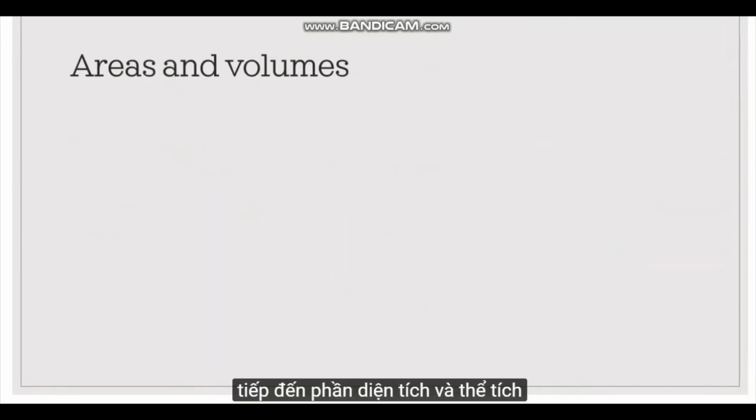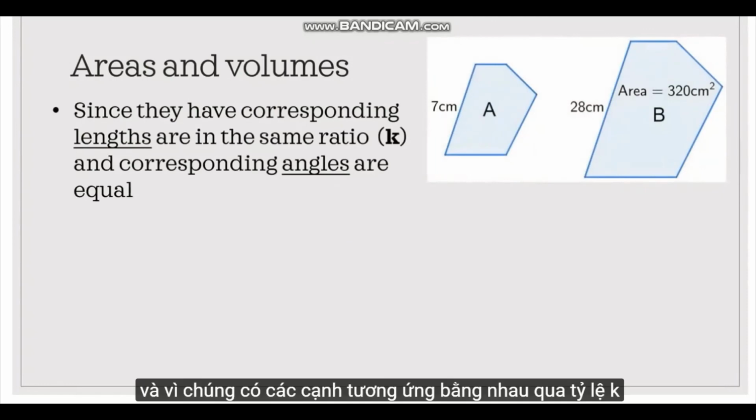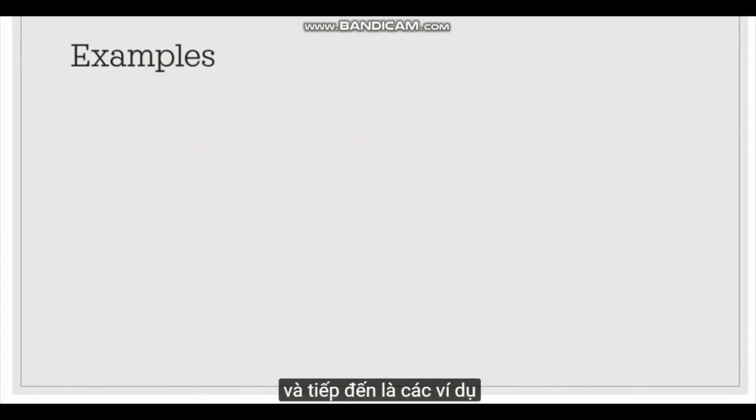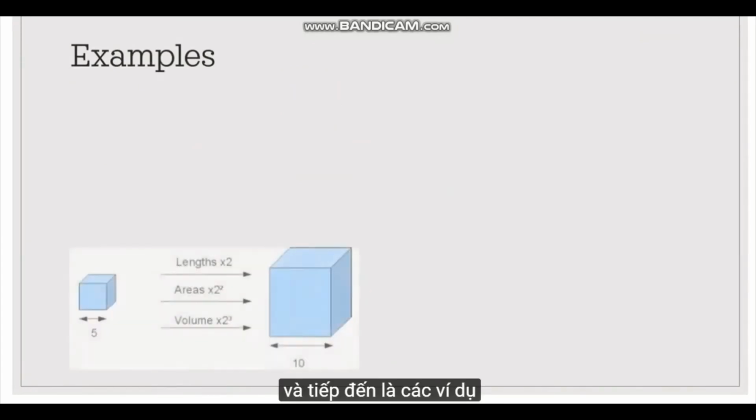Moving on to areas and volumes. Since they have the corresponding lengths in the same ratio of k and the corresponding angles are equal, we can conclude three things. First off, the length ratio will be equal to k. Secondly, the area ratio will be k to the power 2. And finally, the volume ratio will be k to the power 3. So we will have some examples.